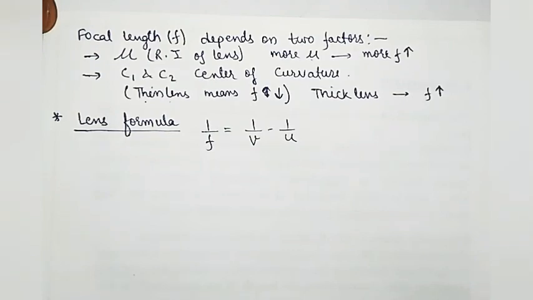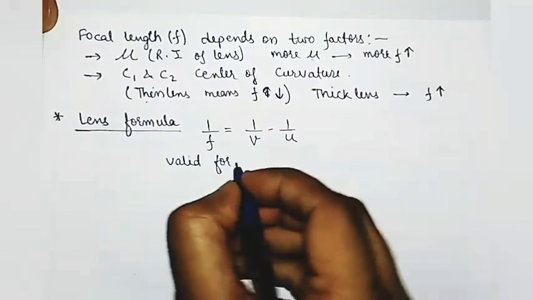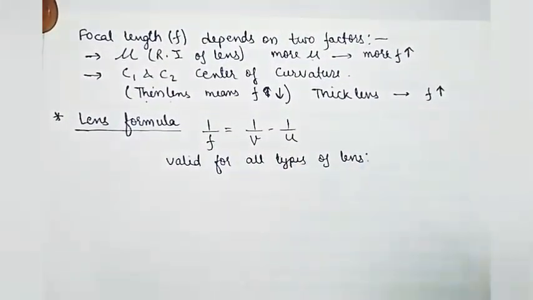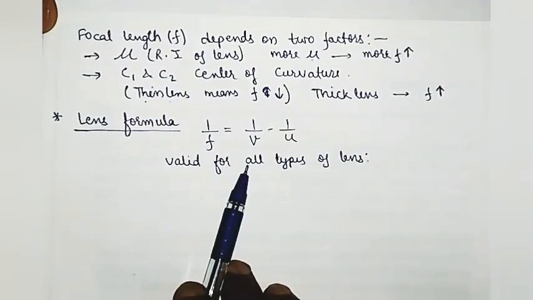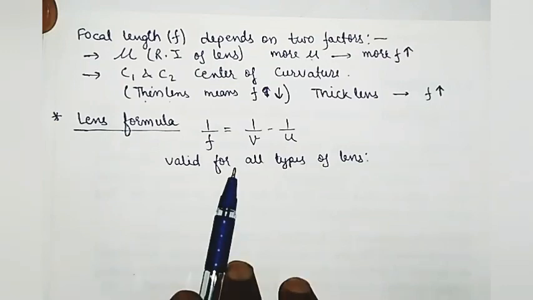This formula is valid for all types of lenses. But we have to consider the rules also, when it is taken as positive and when it is taken as negative, the sign convention rules that we have to follow.